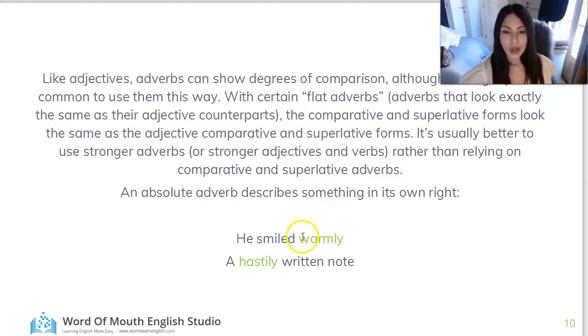Okay, so "He smiled warmly." He smiled, but how warmly did he smile? You can even say he smiled very warmly. Okay, and very would describe warmly, how warmly he smiled. "A hastily written note." A note that was written in haste. So haste would be the noun and hastily would be the adverb. In the same case, warmly is the adverb and warm is the adjective. So you could say, "He gave a warm smile."